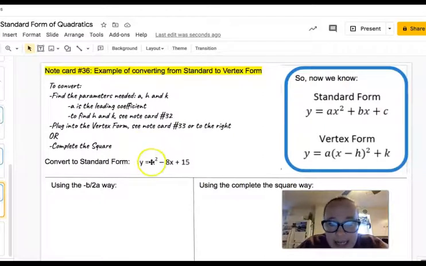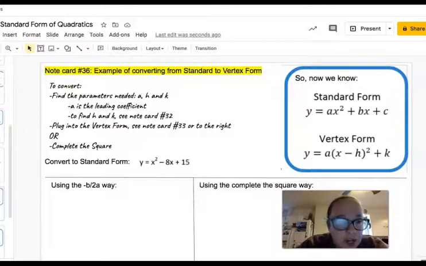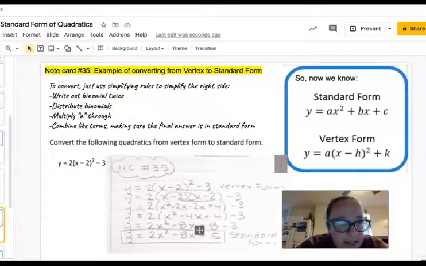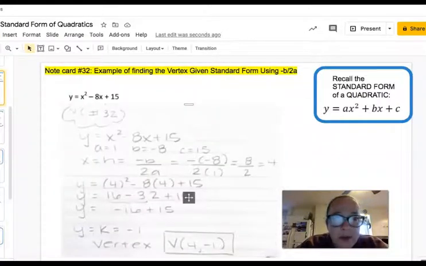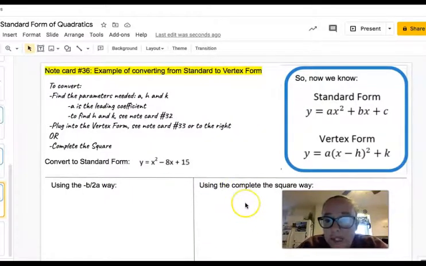Now look at this. A is 1. We already know A. So then we can just use the process I showed you in note card 32. We can just use that process of negative b over 2a and find h and k, and you'll be golden, okay? Or you can do the complete the square way, which is from section 1.6, which is why I spent so long on it, because I think you guys are going to prefer the complete the square way.